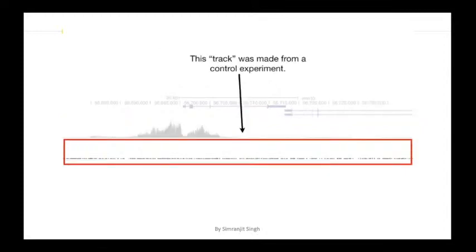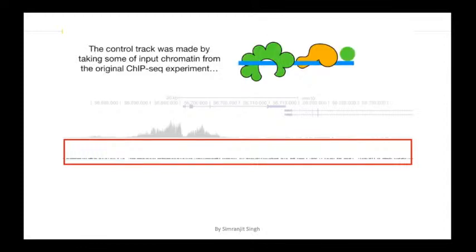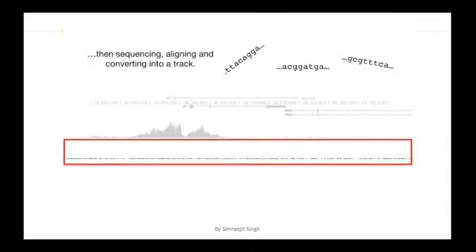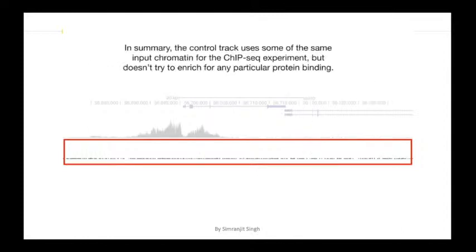This track was made from a control experiment. The control track was made by taking some of the input chromatin from the original ChIP-seq experiment, and, without using an antibody to enrich for any particular protein, ungluing all the proteins and washing them off. Then sequencing, aligning, and converting into a track. In summary, the control track uses some of the same input chromatin for the ChIP-seq experiment, but doesn't try to enrich for any particular protein binding.